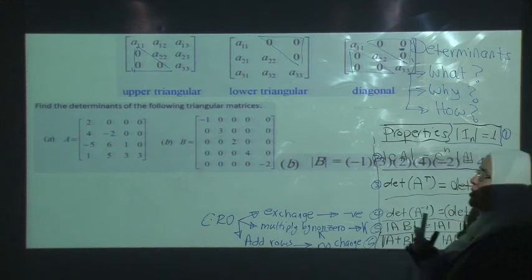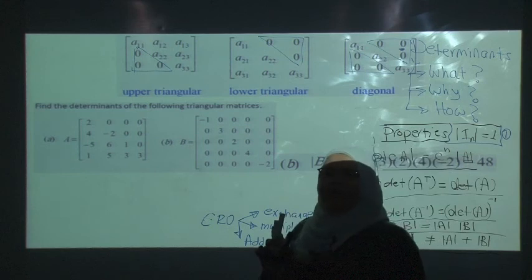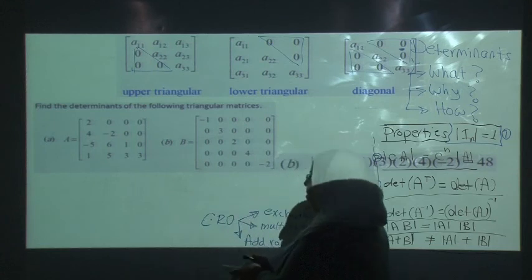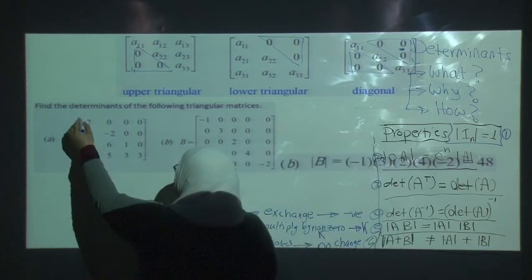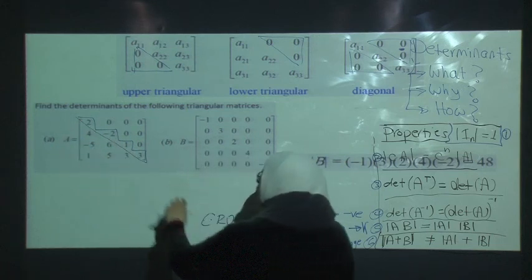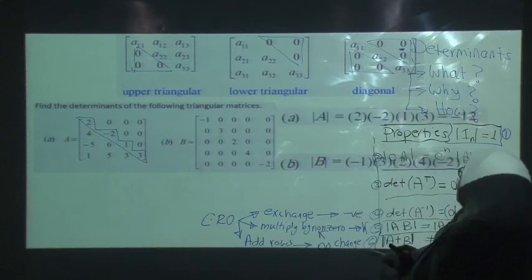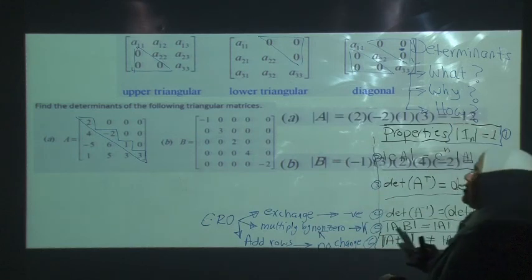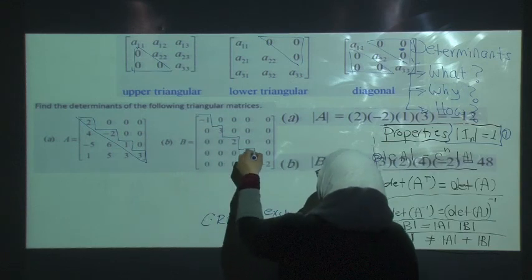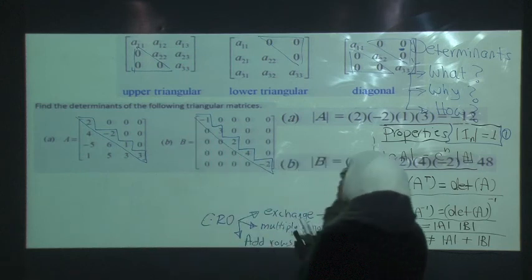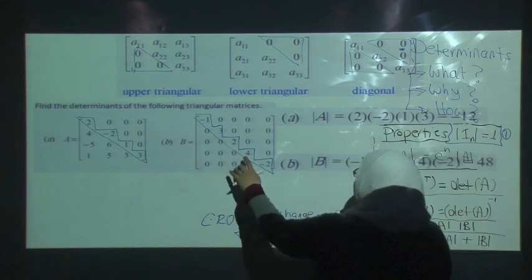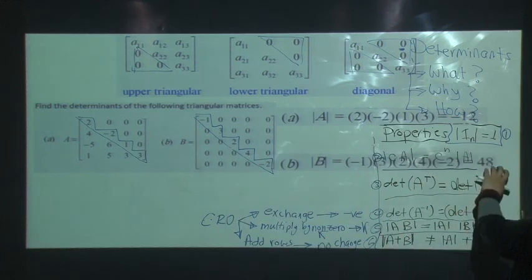These matrices are special cases. Their determinant is the product of the main diagonal elements. Here, for example, if we need to get the determinant of A, you will find that it's the product of the main diagonal elements. 2 times negative 2, negative 4, times 1, negative 4, times 3 is negative 12. And then for that diagonal matrix, it will be negative 1 times 3, negative 3, times negative 2, 6, times 4 is 24, times negative 2 is negative 48.